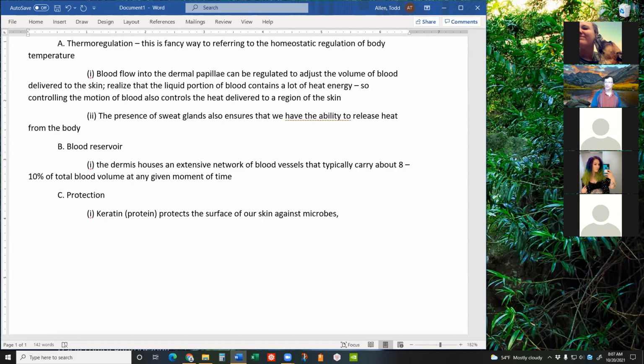So it provides a sort of physical barrier, if you will, a sort of molecular cheesecloth, to help filter and keep things out. So keratin protects against microbes. It also protects against physical abrasion.